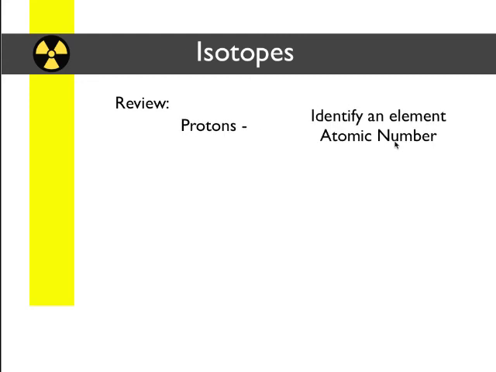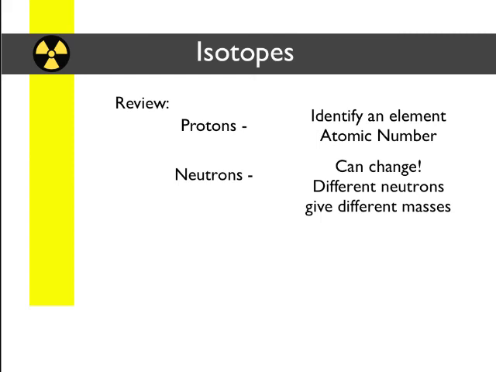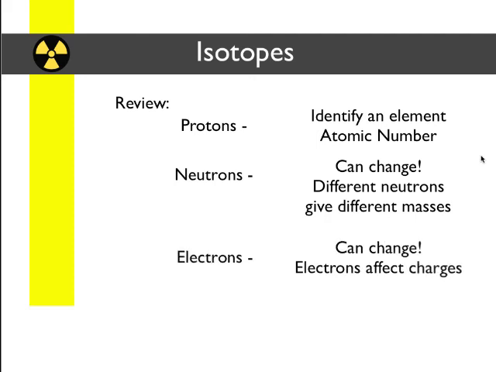Quick review for isotopes, or for just in general the atom. Protons identify an element. That's the atomic number on the periodic table. That will never, ever change. An element is identified by the number of protons. Neutrons, however, can change. Different numbers of neutrons give the element different atomic masses. And that's actually what we're going to be talking about with isotopes, the different types of masses that elements have. And then electrons, again, review, they can change.